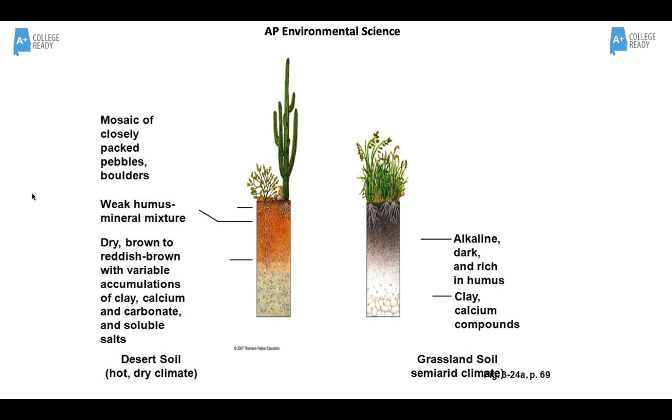They have really thick layers of that humus mineral mixture that's very rich in nutrients, but this one has almost none. And it's a mosaic of closely packed pebbles and boulders. So if you compare the desert soil to that grassland soil, the grassland in a semi-arid climate: the grassland soil is alkaline, it's dark, it's rich in humus, and it's got clay and calcium compounds further down. So obviously much better for growth and more plant life.